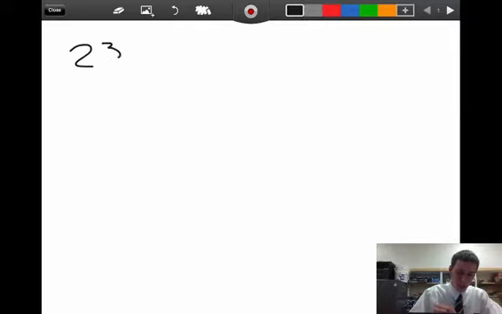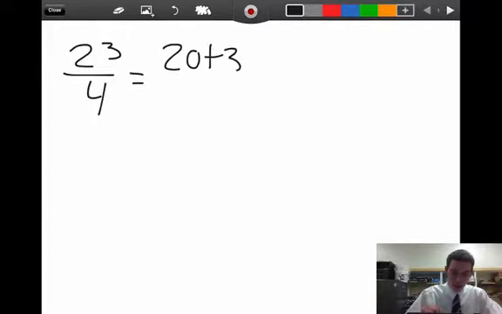Hey, welcome back. So last time we divided monomials by monomials, but this time in section 5.11 we'll have polynomials divided by monomials. So first off, we'll start off with what we've seen before. If we're given something like 23 divided by 4, we can break this apart and write it like 20 plus 3 divided by 4.